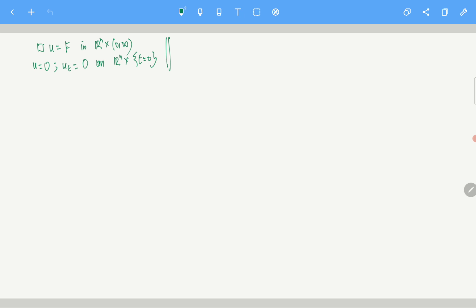Okay, so let me write down, how do I put it? The theorem. Okay, and then we'll go from there. So theorem 4. Theorem for the non-homogeneous problem. So basically, let's write it like the non-homogeneous wave equation.